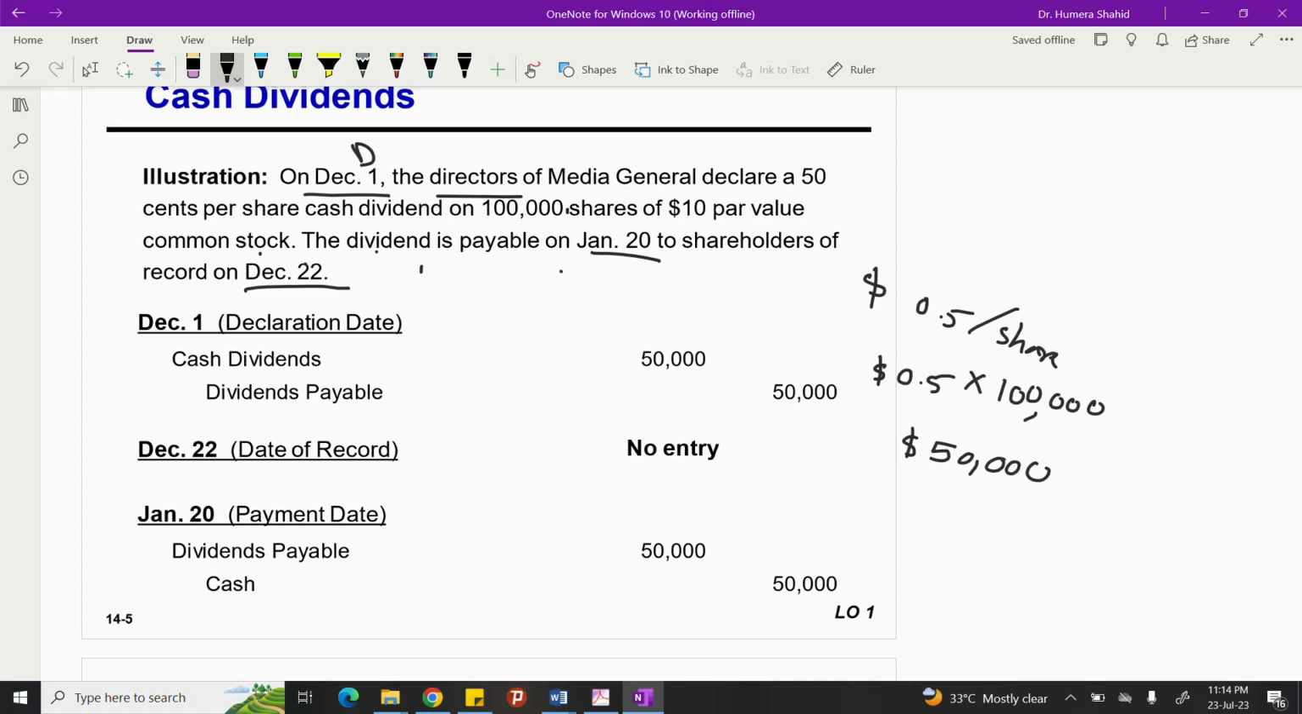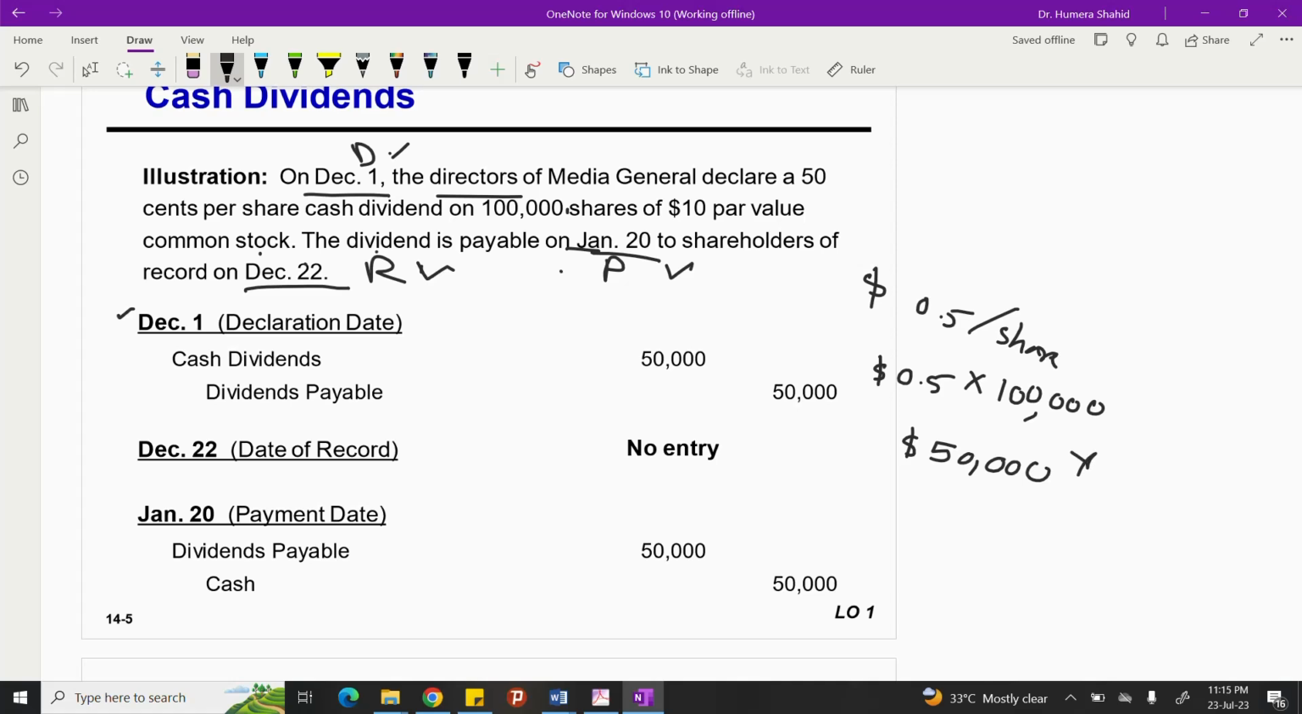Then dividend is payable on January 20. Dividend should be paid on January 20. So this is the payment date to the stockholders of record on December 22nd. So the record date is December 22nd. So December 1st comes, then December 22nd, and then January 20. So December 1st, which is the declaration date, the board of directors declared the dividend.